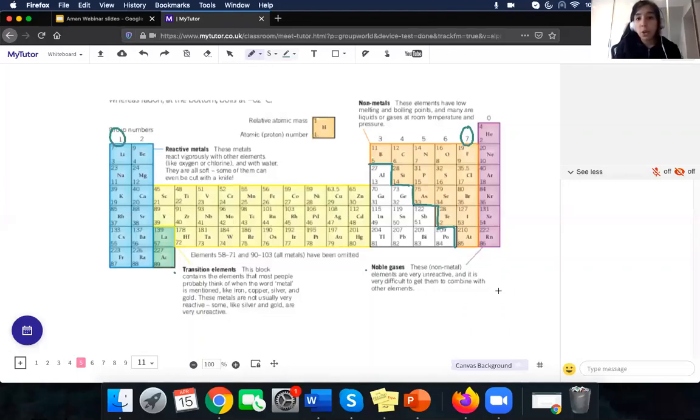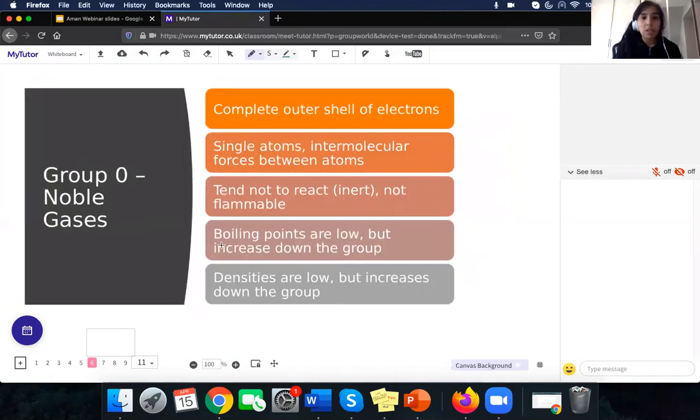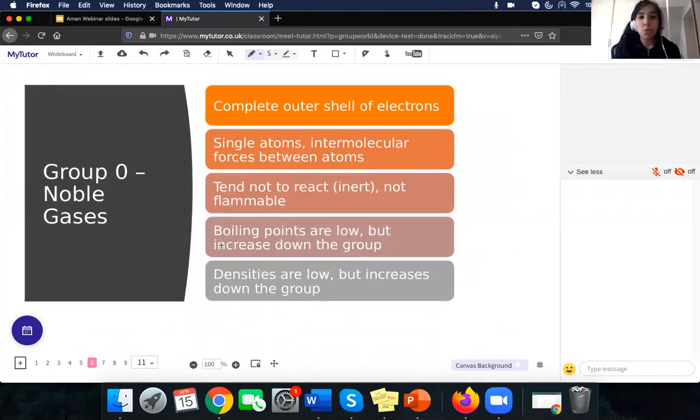As we can see, they are non-metals. They're on the right-hand side of that green zigzag line, and they are very unreactive. So let's have a look at why they have these properties then. These are the properties that most exam boards want you to know, and you need to be able to explain why.